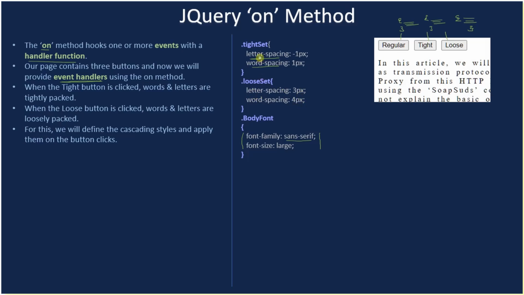So that's how we define the CSS rules. When you apply this typeset class, the letters and words will be packed tightly. And when you apply loose set, then the letter and word spacings are high. That means they are loosely packed.